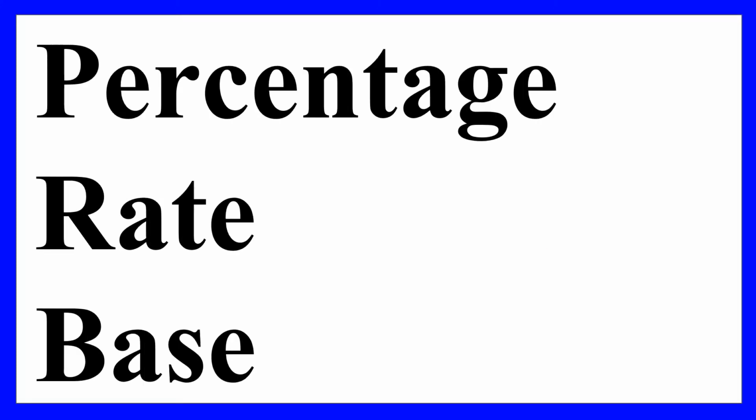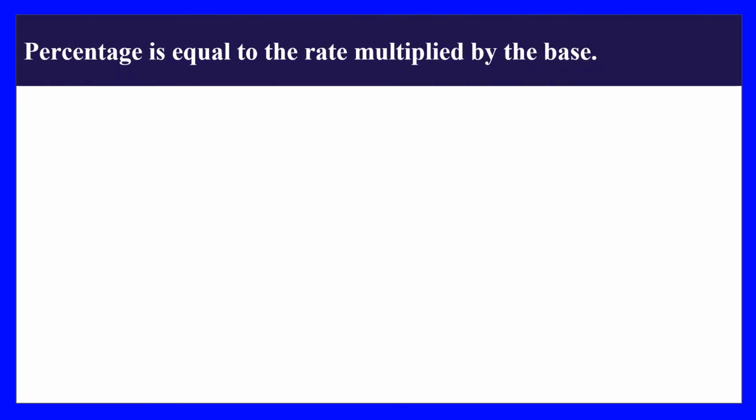Hello everyone, let's talk about percentage, rate, and base. Percentage is equal to the rate multiplied by the base. We use letter P to represent percentage, R for rate, and B for the base. So percentage is just equal to the rate times the base, or P is equal to R times B.